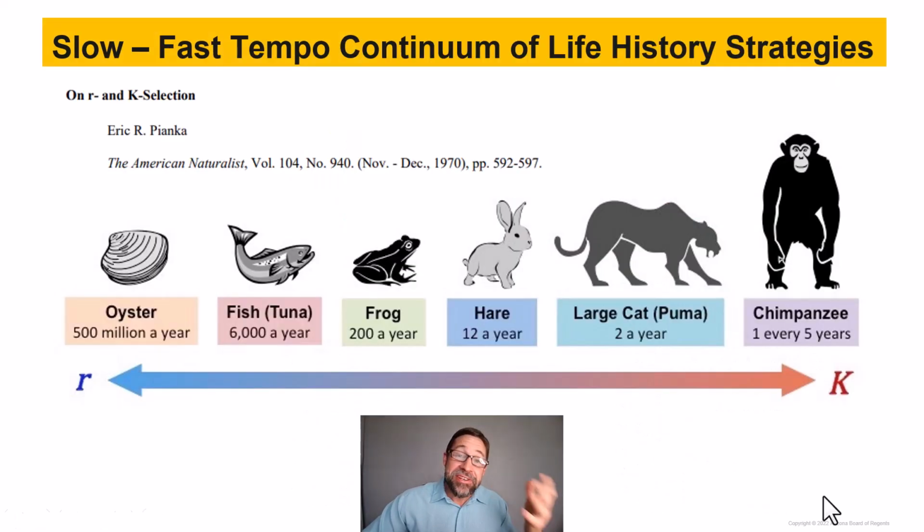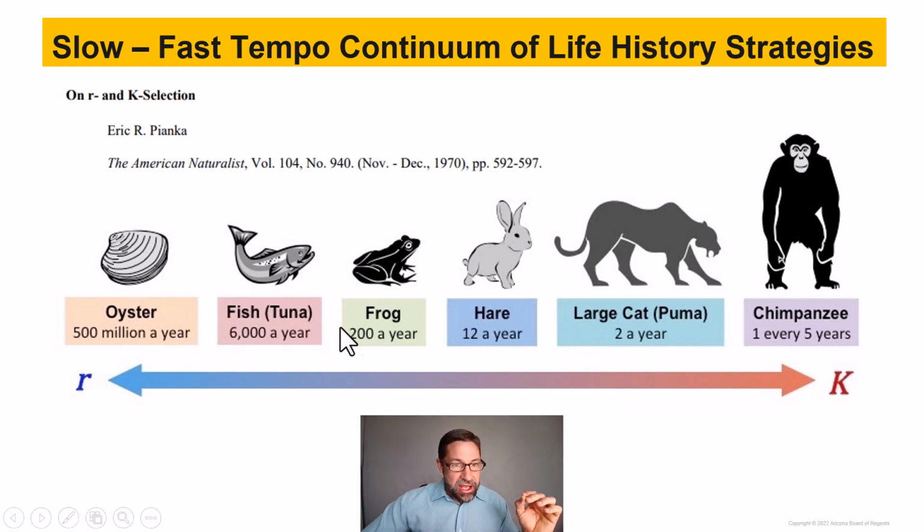However, as is often the case in ecology, species aren't necessarily going to fit cleanly into one of just two discrete categories. So Wilson and MacArthur's r/K selection strategies has been replaced or updated, if you will, by the slow-fast life history tempo continuum. So it's a spectrum, really, from r to K.